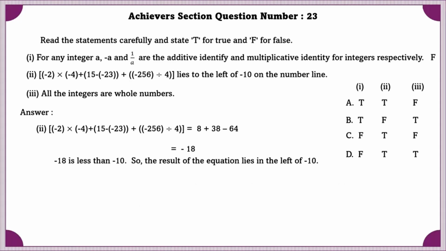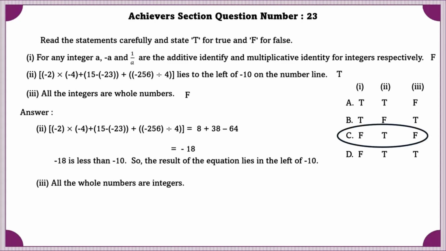Second one. Solving this equation, we will get minus 18 as the answer. But they have said that this lies to the left of minus 10 on the number line. Minus 18 is less than minus 10. So the result of the equation lies to the left of minus 10. So it is true. 3. All the integers are whole numbers. All the whole numbers are integers. This is false because integers also include negative numbers, but whole numbers do not include negative integers. Therefore, all integers are not whole numbers, but all whole numbers are integers.